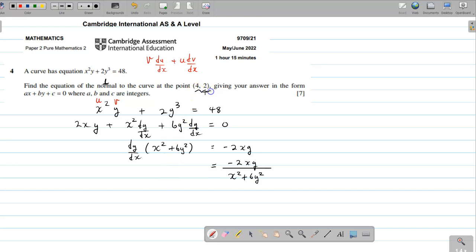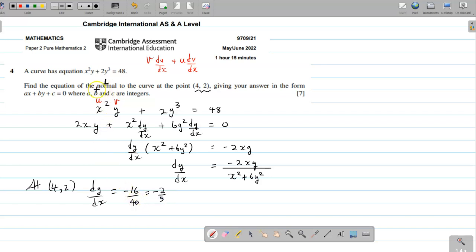So at the point (4, 2), we could find dy/dx, so the gradient there. So at the point (4, 2), dy/dx, which is the gradient, would equal, when we input the value of x and y, which is x is 4 and y is 2, when we input it in here, we get minus 16 over 40, which can be simplified to be minus 2 over 5.